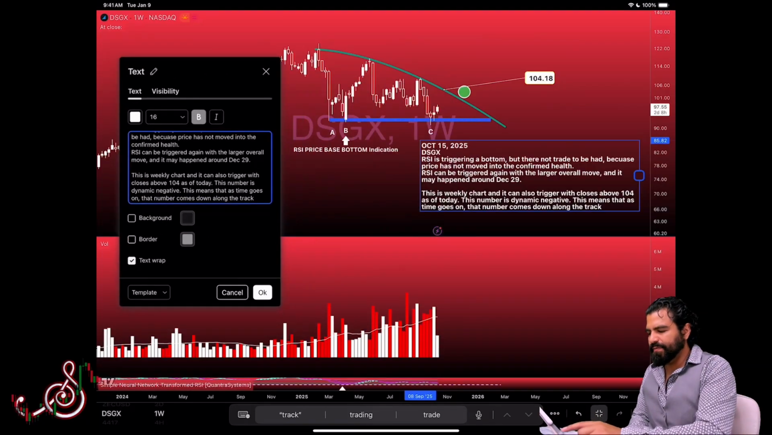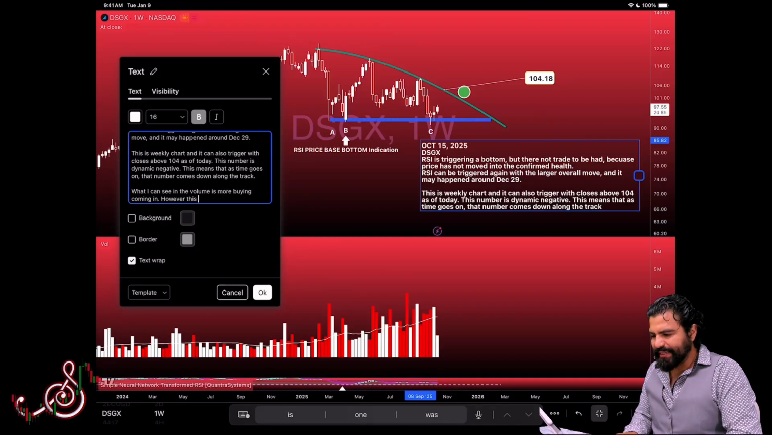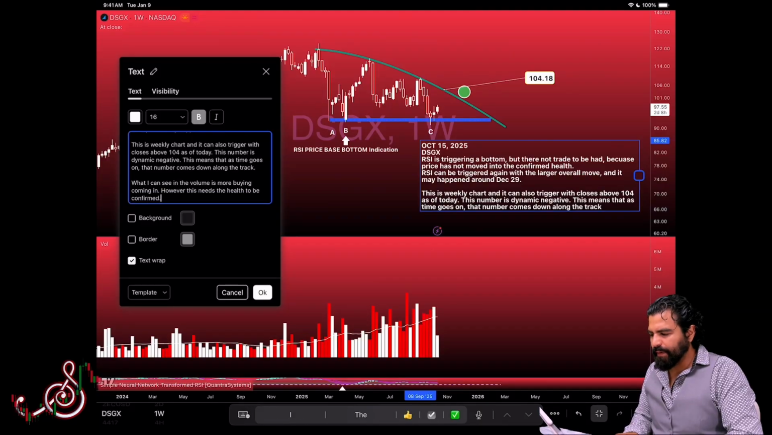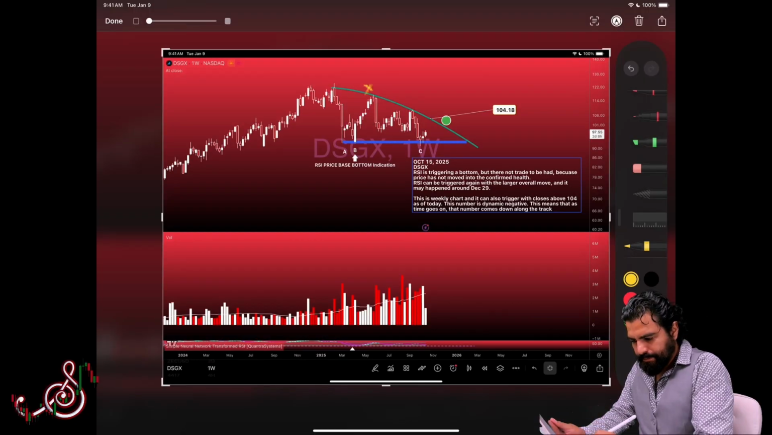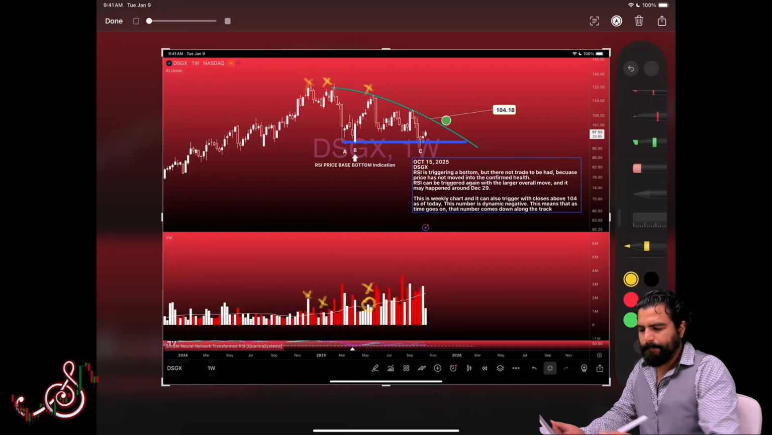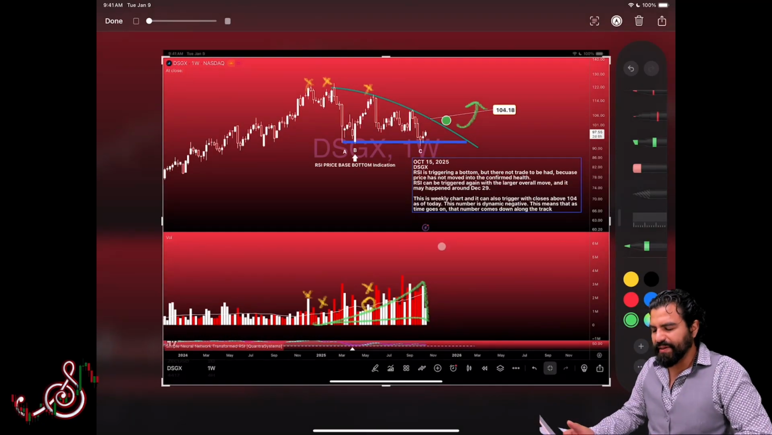What I can see in the volume is more buying coming in. However, this needs the health to be confirmed. This, therefore, is unconfirmed as of now. Okay, so we can see that in the volume. See, no volume, no selling, or very little. We're seeing also the rise. So if the move is here, it would be bullish, but it's a rise of volume, unconfirmed yet, but possible buying coming in.